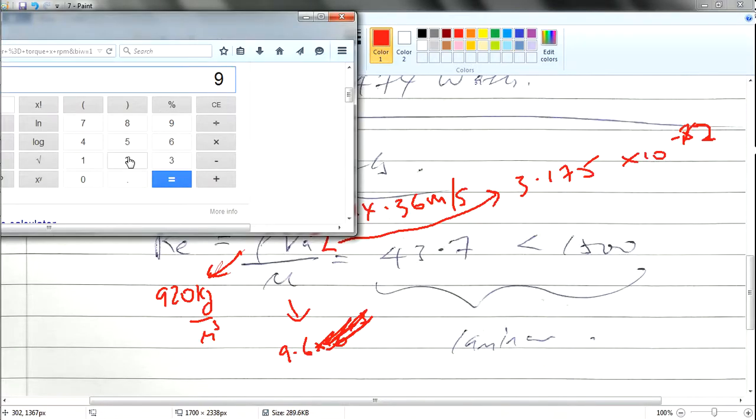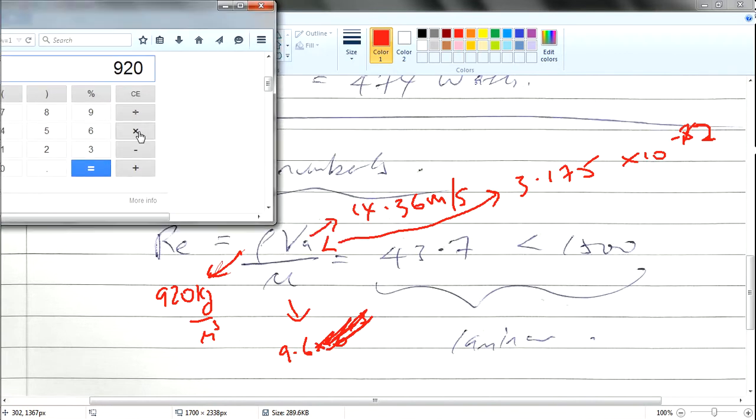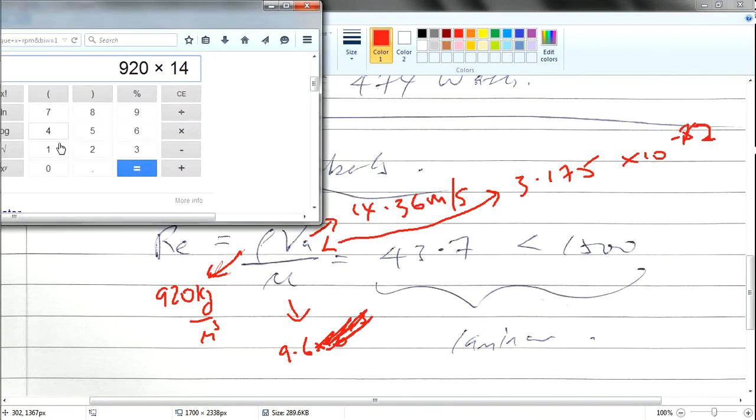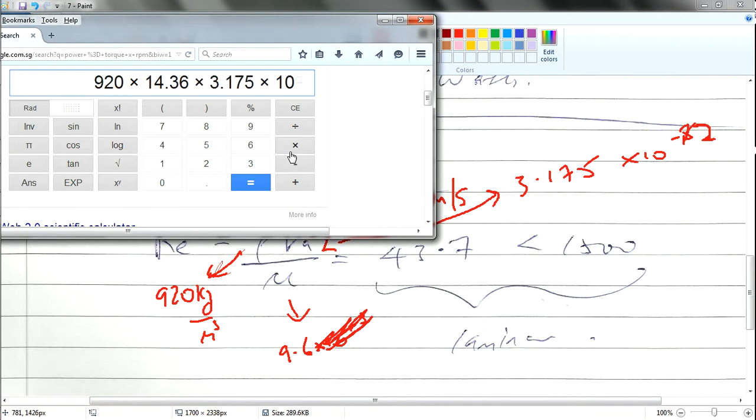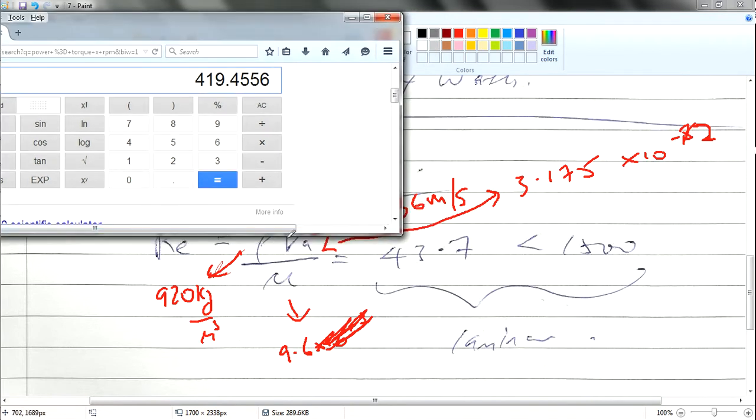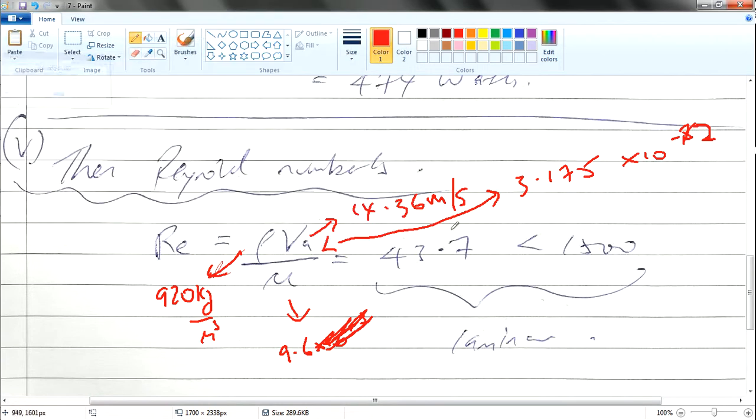Okay, we have 920 multiplied by 14.36 multiplied by 3.175 multiplied by 10 to the power of negative 2. What do we have? We have 419.4556. Okay, and then divided by the viscosity, which in this case is 9.6. Okay, 43.69. So with this value, you know that this is laminar.